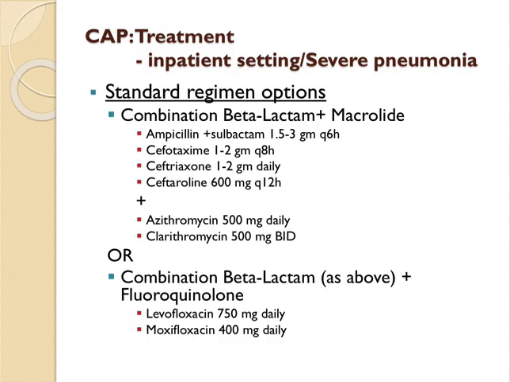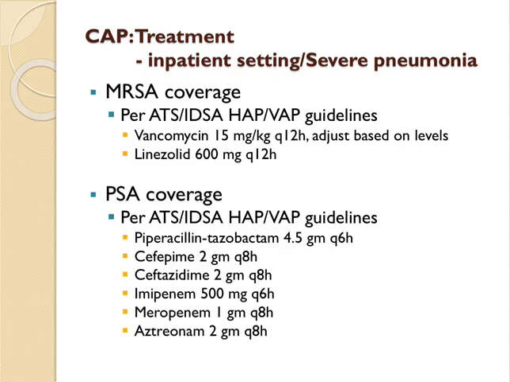So this slide just mentions the antibiotic combination that we can use in such patients. So for standard regimen options, as I said, it's either a combination of beta-lactam plus macrolide or a combination of beta-lactam, as mentioned above, plus fluoroquinolone. This is the same slide with options for MRSA and Pseudomonal coverage if needed. So you guys saw this before.